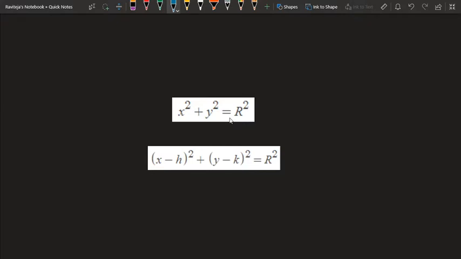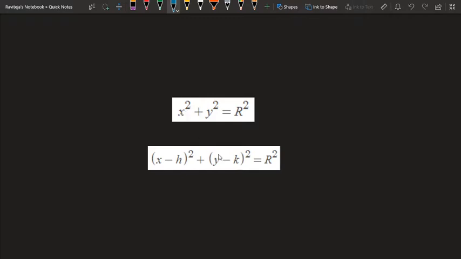Now that we found our center point, all we have to do is find the radius. As you can see, x squared plus y squared is equal to r squared, which means whatever number x squared plus y squared is equal to, the square root of that number is your radius. So now that we found the center point and the radius by looking at this equation, we can graph our circle.